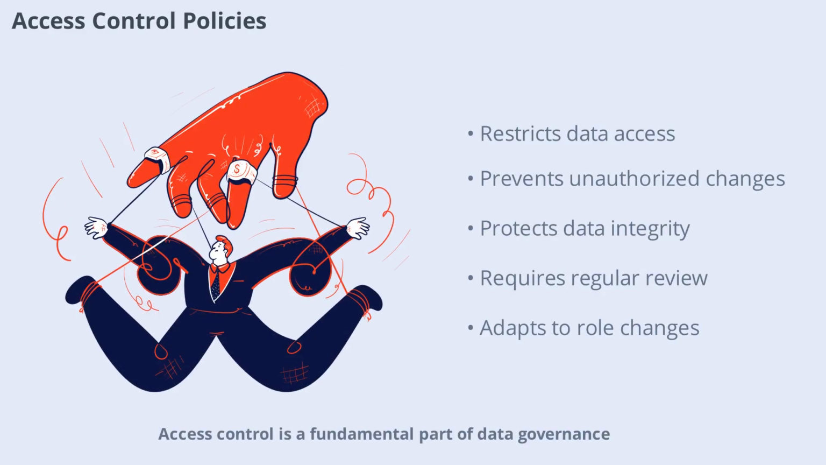Access control is a fundamental part of data governance. These policies determine who can view, edit, or delete specific data. By restricting access to only those who need it, organizations reduce the risk of unauthorized changes or leaks. Access controls should be regularly reviewed and updated to reflect changes in roles or responsibilities. Strong access control policies help maintain data security and integrity.